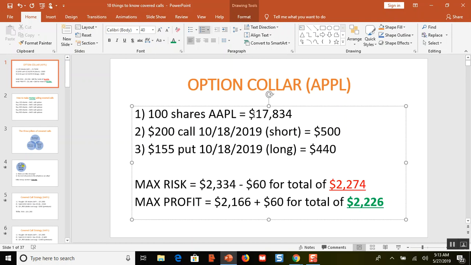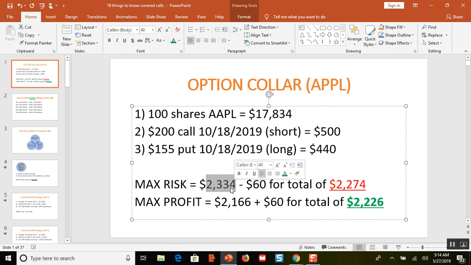Okay, so because you bought Apple at $178 a share and some change, 34 cents, then Apple could go down to 155 in the next 144 days, in the next 6 months or so, right? And if it does, then 178 minus 155 equals $2,334. That's the most money you can lose. $17,800. You own 100 shares, right? And 178 minus 155 is $23 a share, extra $34. So that's where it all comes from.